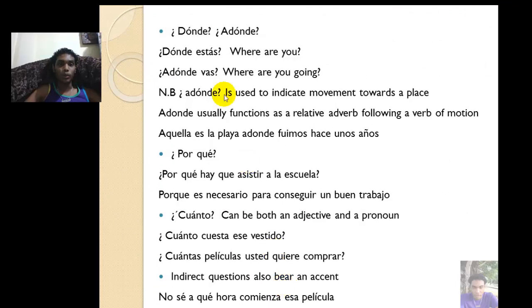Now, ¿dónde? and ¿adónde? Note it's not separated, right? The a is joined to dónde, right? So, a typical example would be ¿dónde estás? And ¿adónde vas? Okay? I just want to teach you all really quickly what is sinalefa, right? We don't say "donde estás" as two separate words, we join them. Sinalefa is where one word ends in an E and the next begins in an E, and you technically join them when you're speaking. So you say "dondestás", right? Instead of "donde estás", okay? Adónde is used to indicate movement towards a place, okay? Por ejemplo, ¿es la playa adonde fuimos hace unos años? That is the beach to which we went a few years ago, right?